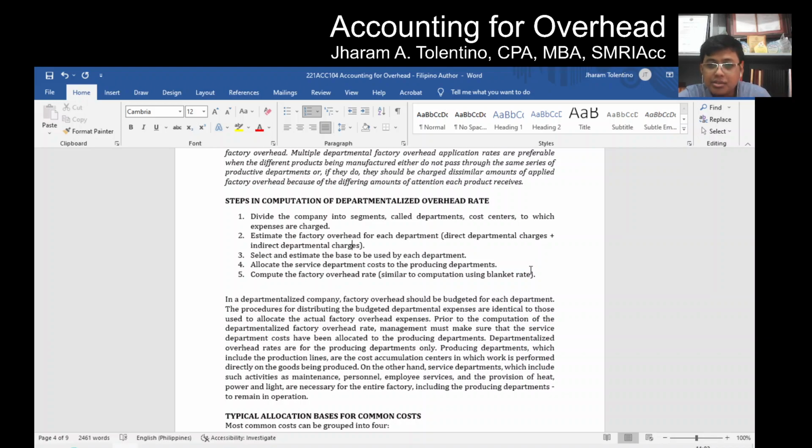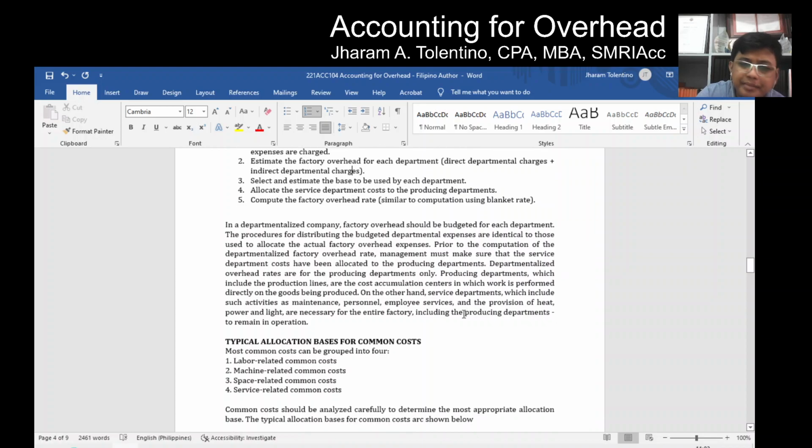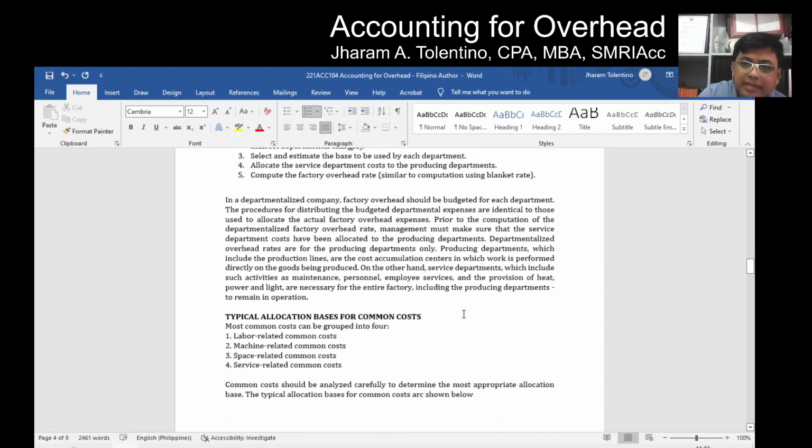Divide the company into segments called departments, cost centers to which the expenses are to be charged. Doon natin siya malalaman per department magkano yung nagagastos, and then therefore, pag alam mo na kung magkano yung magagastos, i-charge natin siya dun sa product per department yung charging natin. And syempre, yung department na yun, kanya-kanyang gamit or compute ng rate. Okay? So, ganun lang yun. Napaka-simple. So, in a departmentalized company, the factory overhead should be budgeted to each department.